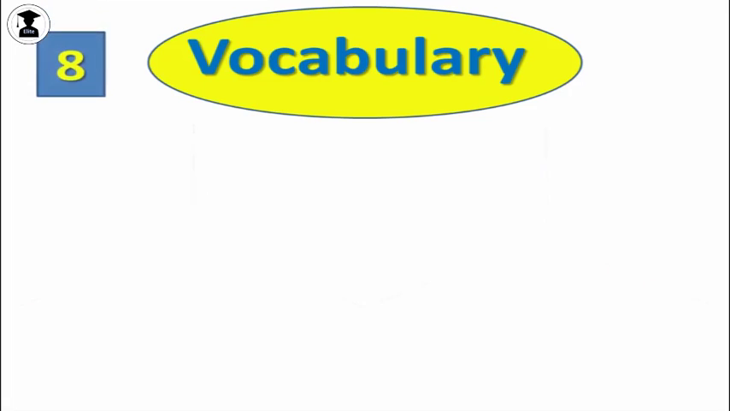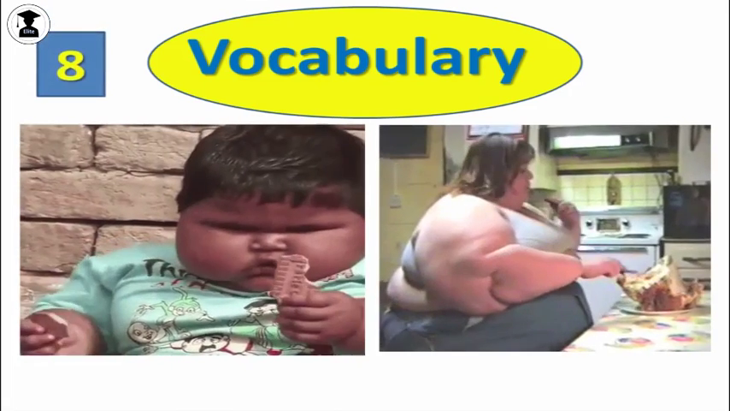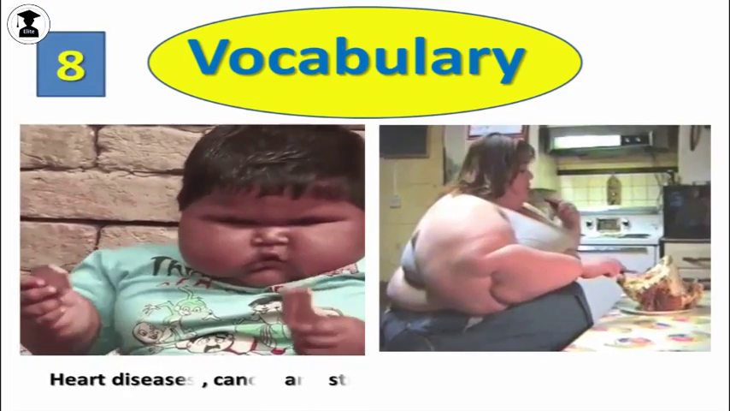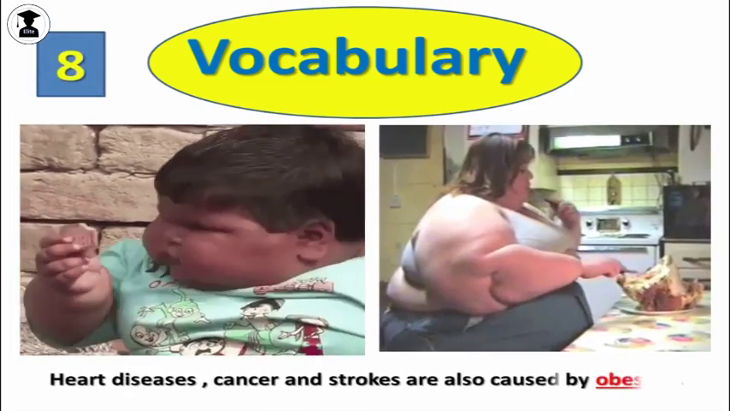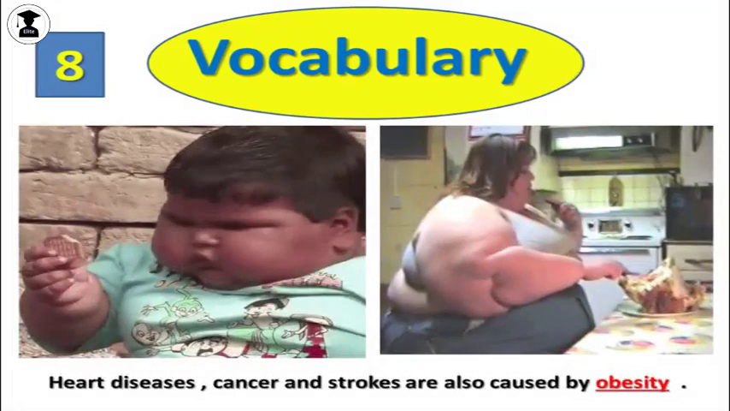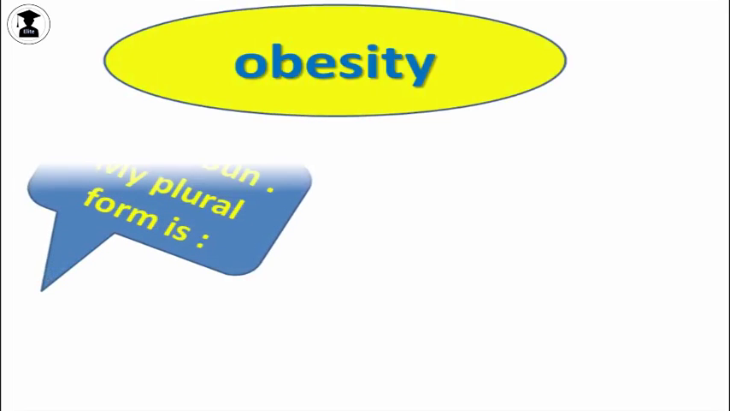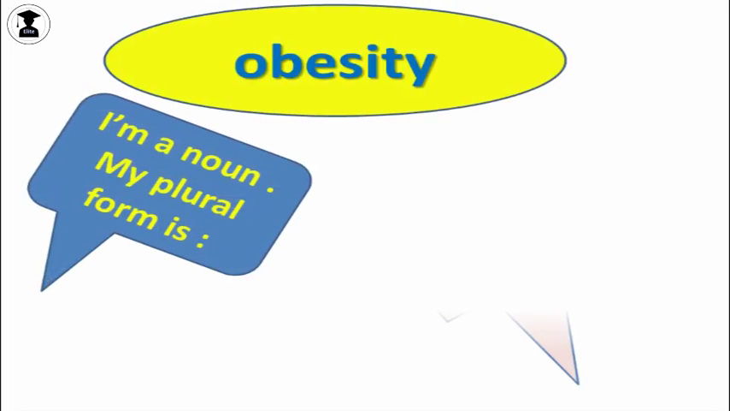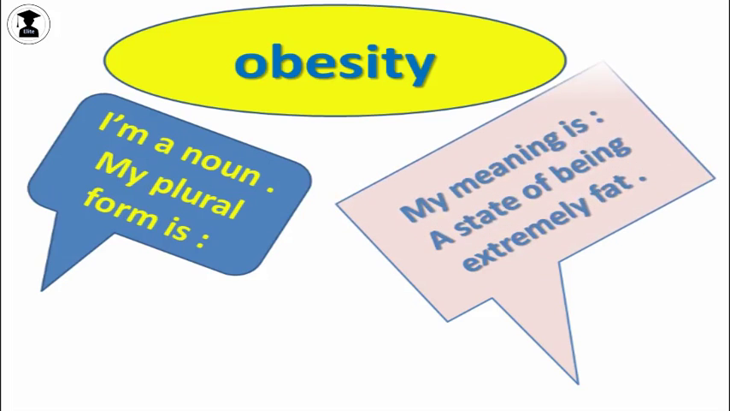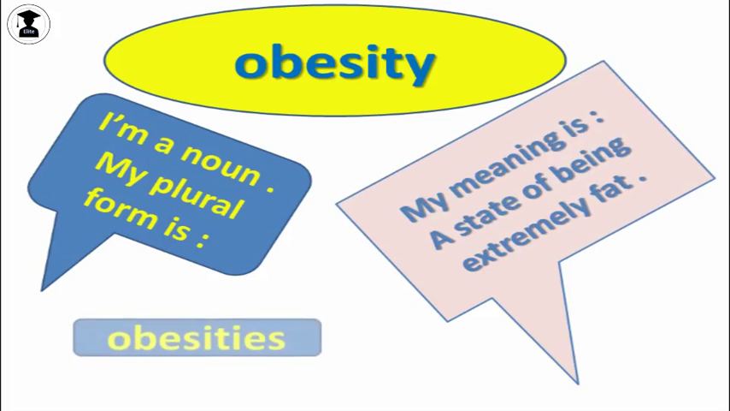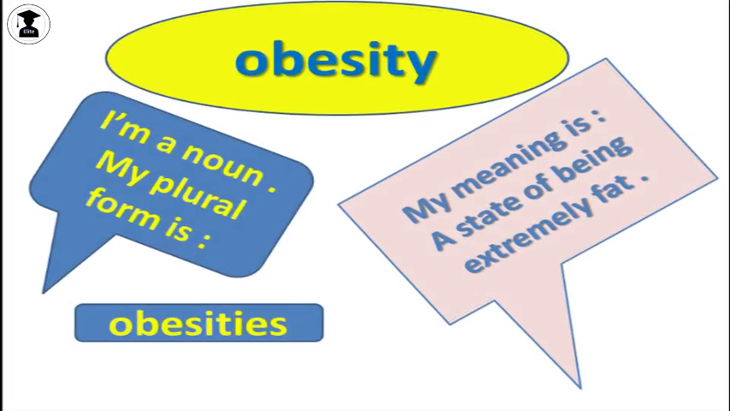The eighth word of today is obesity. No doubt you can guess the meaning easily. Look at the photos. Our sentence says, heart diseases, cancer, and strokes are also caused by obesity. The word obesity is a noun, both countable and uncountable. So its plural form is obesities. The meaning of obesity is the state of being extremely fat.